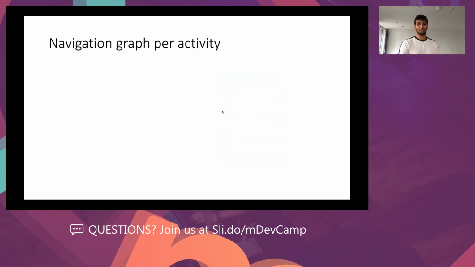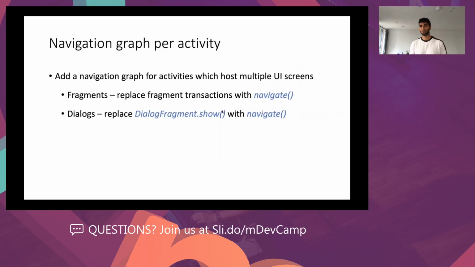Once you have activities and fragments, you can create a navigation graph for each activity which has multiple fragments. So if an activity has multiple fragments within it, you can create a navigation graph for it. And once you do this, you can replace all your fragment transactions with the navigate call and dialogues with the navigate call as well. And that's the second step.